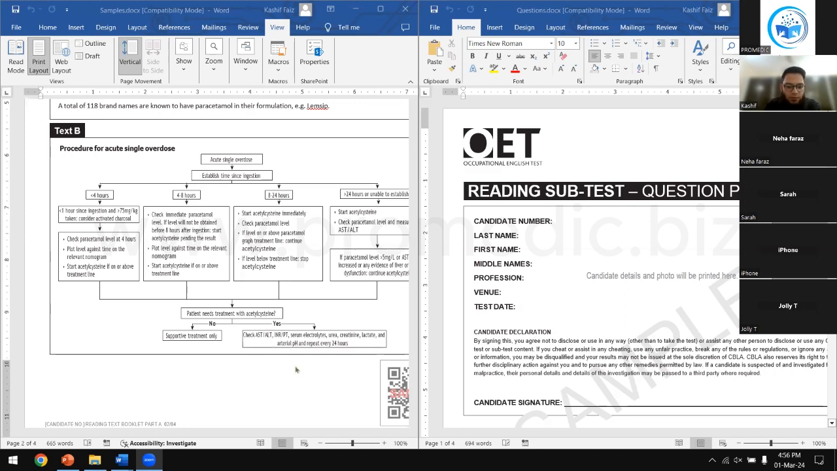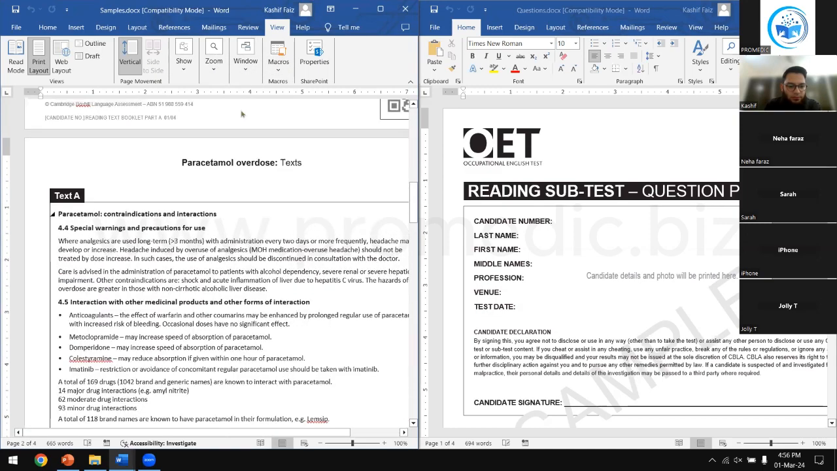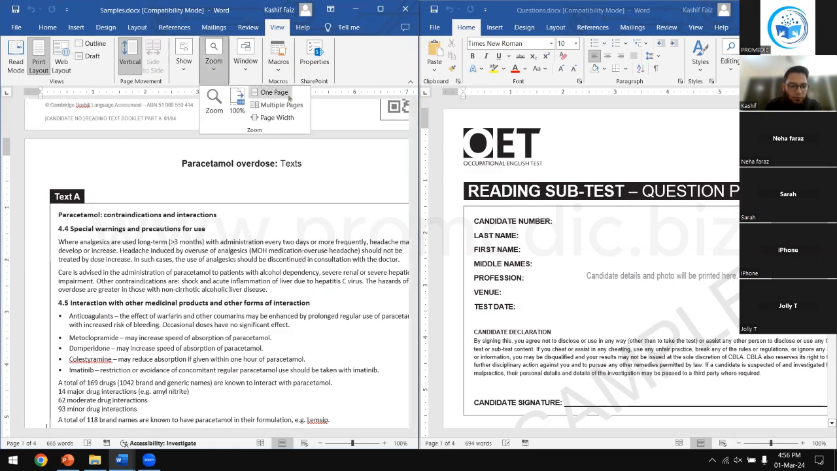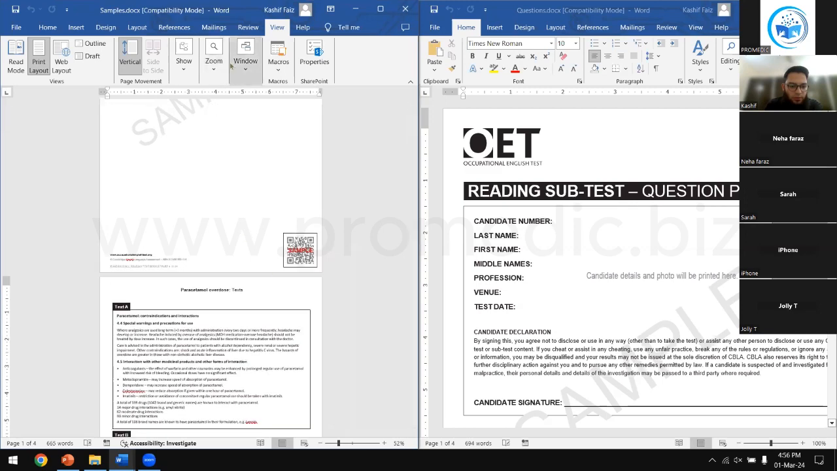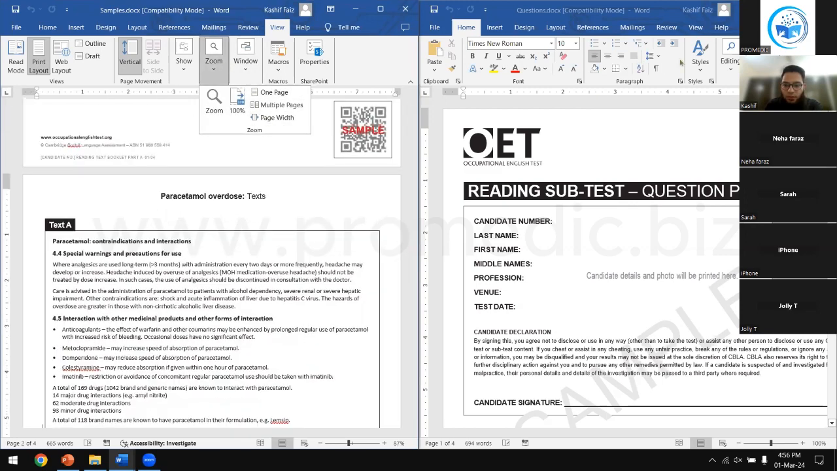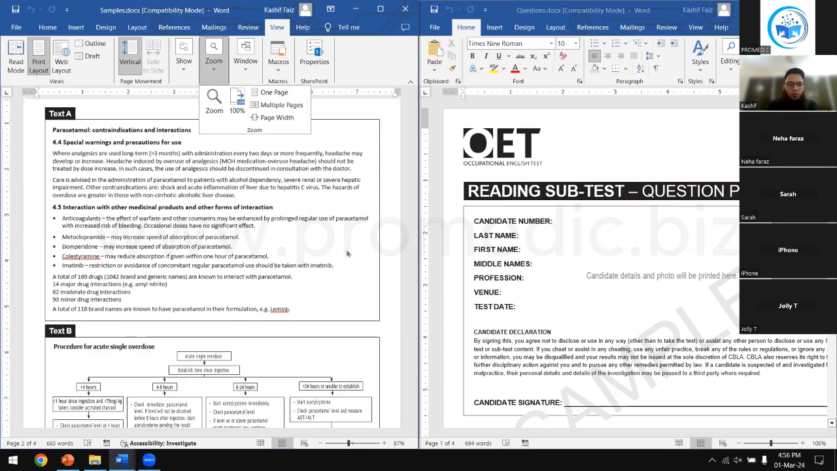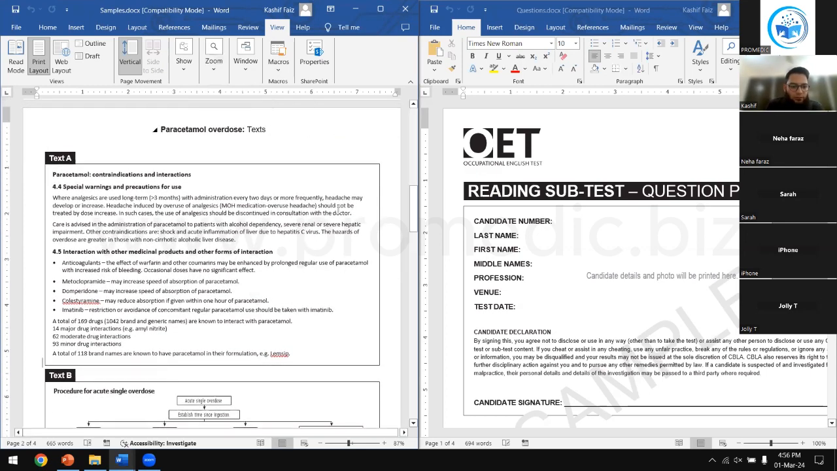Okay, guys, these are the practice tests. Let me just zoom it out for you, one page. So this one on the left side is the text, and this one on the right side are the questions.